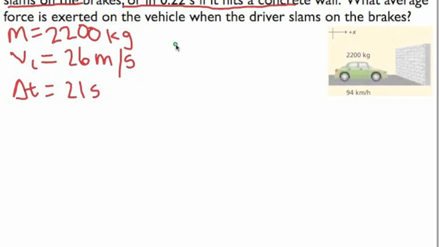Okay, we're going to have a formula. We have a couple formulas that we've learned. We know P, or momentum, is equal to mass times velocity. And then we have that impulse momentum theorem, saying that the impulse is equal to the final momentum minus the initial.